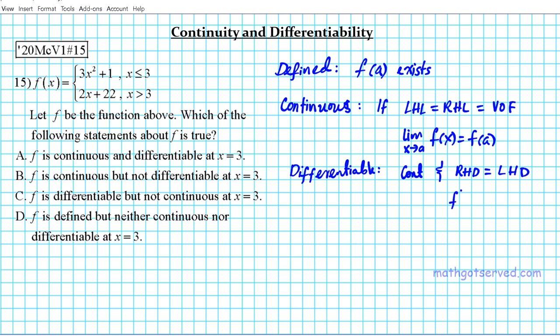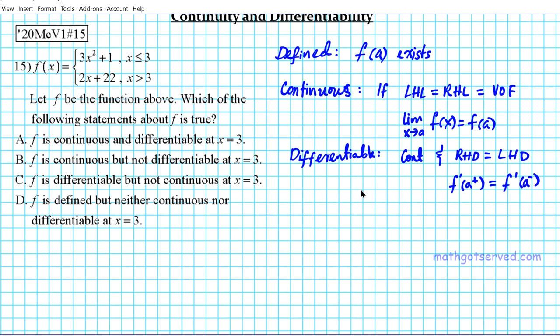Basically, f prime of a from the right is going to be equal to f prime of a from the left. So this ensures that you don't have anything like a corner, cusp, or vertical tangent at a. Alrighty, so these are the 3 points that you want to keep in mind for this problem. Okay, so first and foremost, we want to see, it says f is continuous and differentiable.